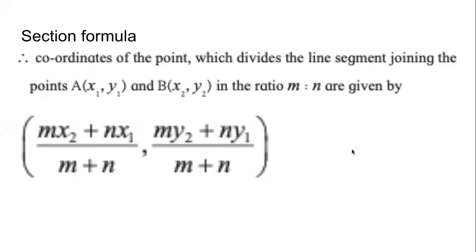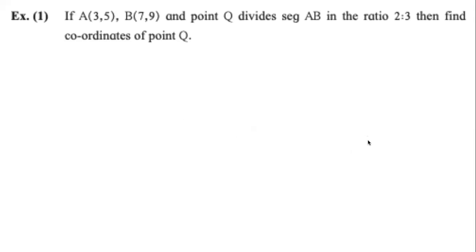Very easy, very, very easy. Have your textbooks, notebooks, pens, pencils ready. We will start with a solved example. This is example number 1 on page number 110. It reads, if A is (3, 5), B is (7, 9), and point Q divides segment AB in the ratio 2:3, then find the coordinates of point Q. Very straightforward question, and our answer will also be very, very straightforward.